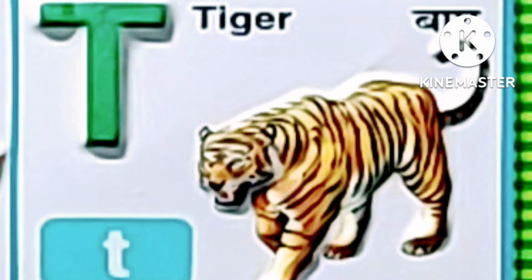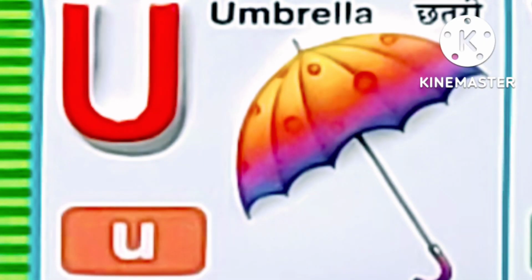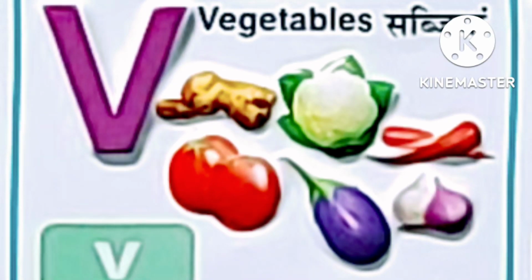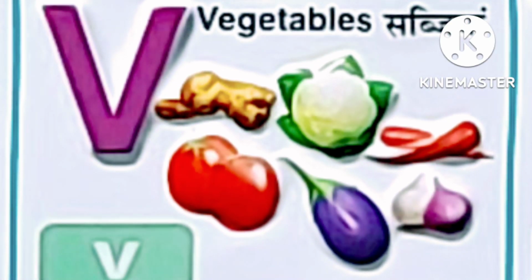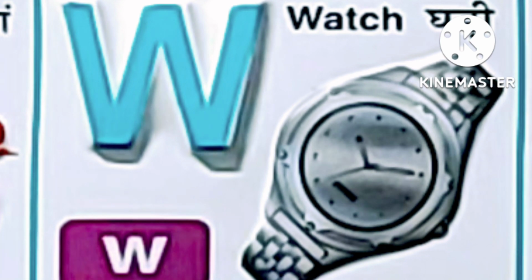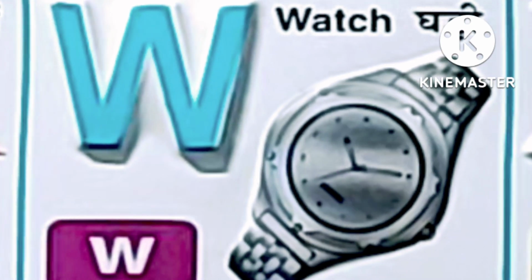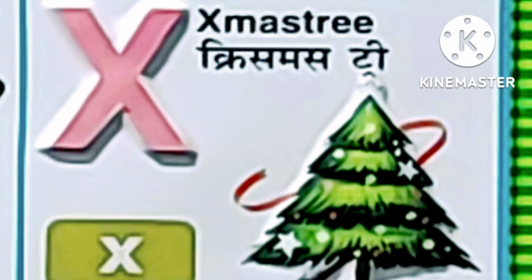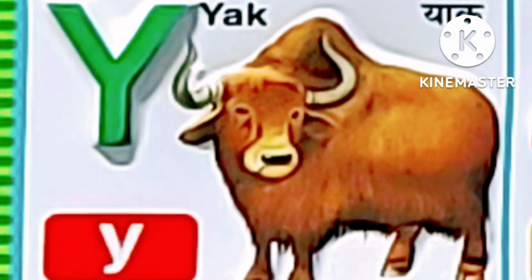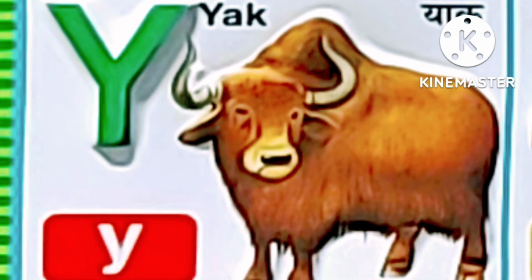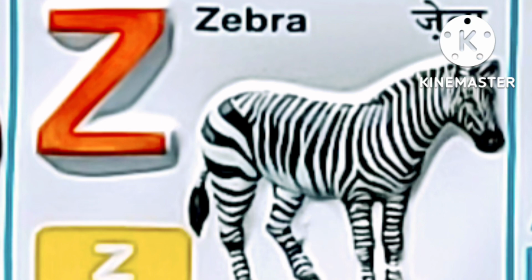T for tiger, U for umbrella, V for vegetables, W for watch, X for Xmas tree, Y for yak, and Z for zebra.